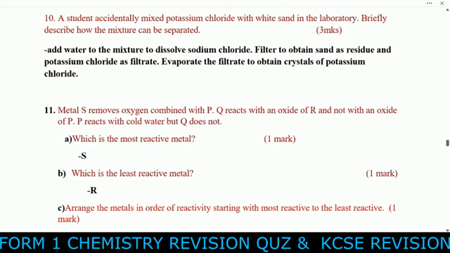A student accidentally mixed potassium chloride with white sand in the laboratory. Briefly describe how the mixture can be separated. How to separate a mixture of potassium chloride and sand: add water to the mixture to dissolve the potassium chloride. Filter to obtain sand as a residue and potassium chloride as filtrate. Evaporate the filtrate to obtain crystals of potassium chloride.